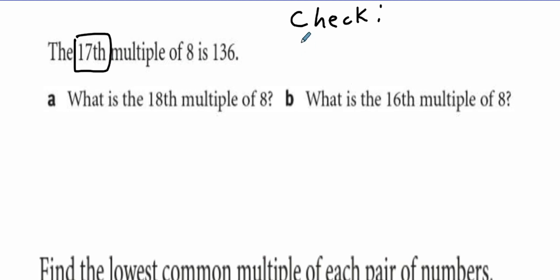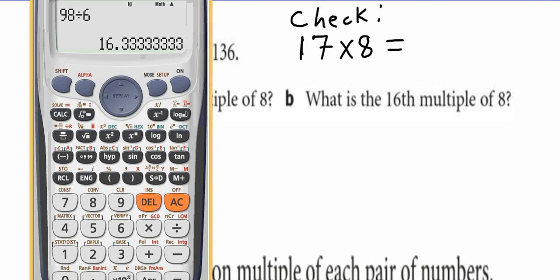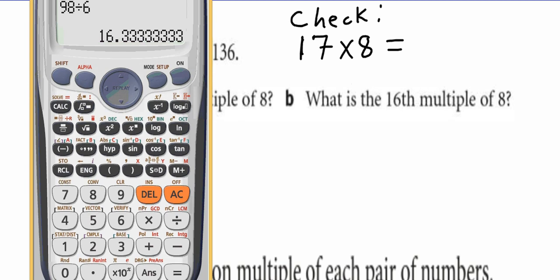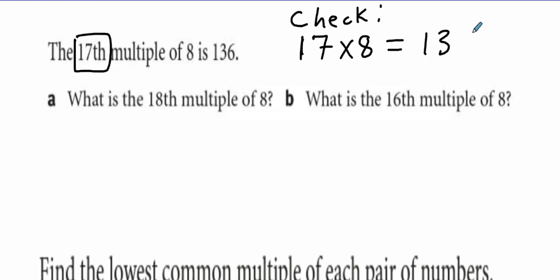17th multiple of 8, that means the position number they are talking about is 17. So the 17th multiple of 8, that means take 17 times 8. You can pull out your calculator and do some calculations over here. Correct. So do 17 times 8 to check that. See that? Giving you 136. So this information is correct.